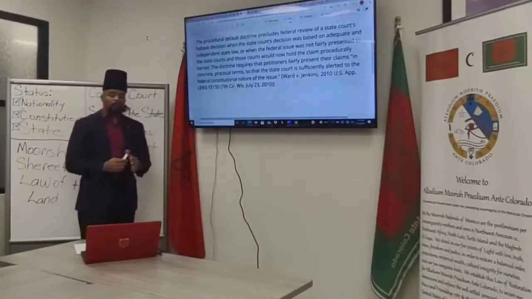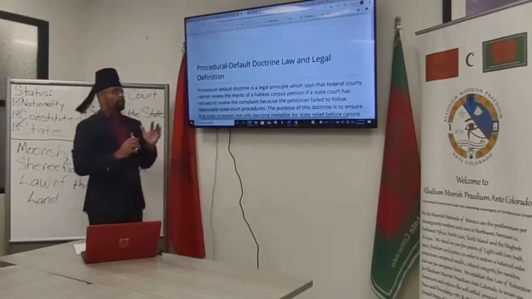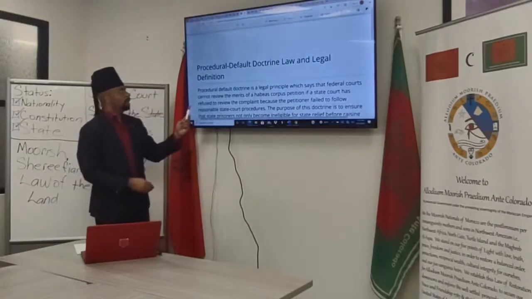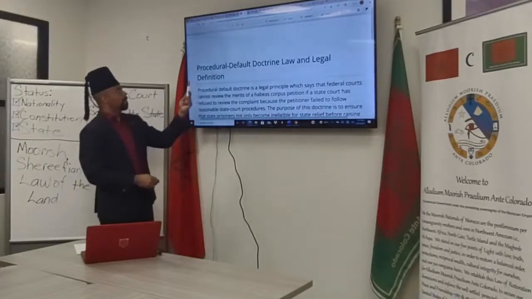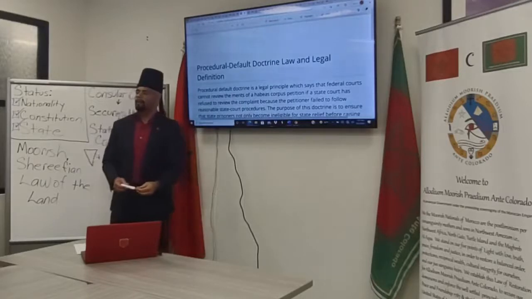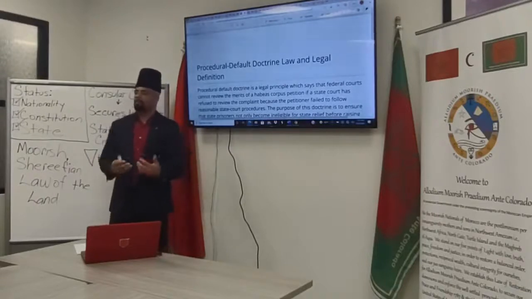Okay, so now that we read a little bit about what's called procedural default, this is the game that the United States of America and their several states are playing if foreign nationals do not follow what they call their procedural default doctrine law, which is statutes. But guess what Germany's gonna come back with? That's irrelevant. Treaties are the supreme law of the land.